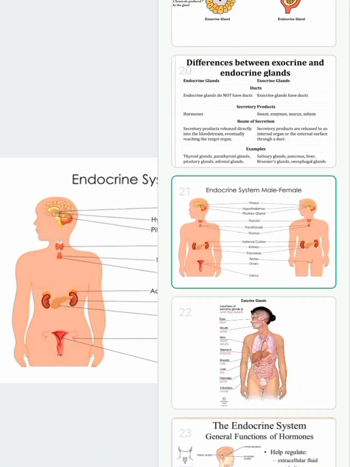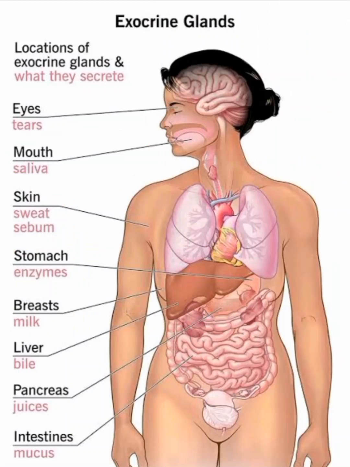Then we can go on. This was just a brief overview of endocrine glands. Then we have various exocrine glands throughout the body. Starting from the eyes, we have lacrimal glands that secrete tears. In the mouth, saliva is released by the salivary glands, for example. There are various salivary glands. Then in the skin we have sweat and sebaceous glands.